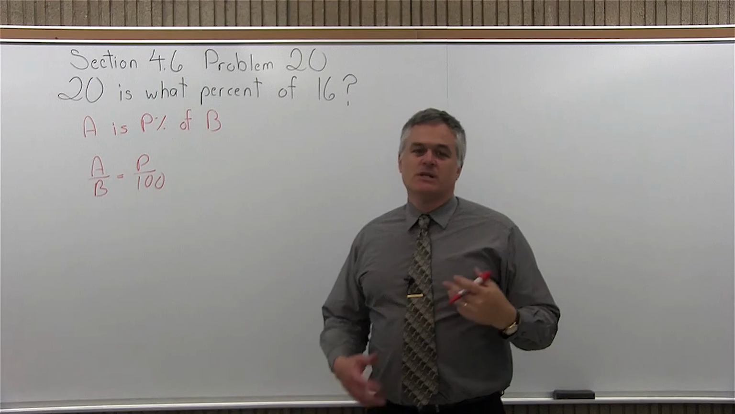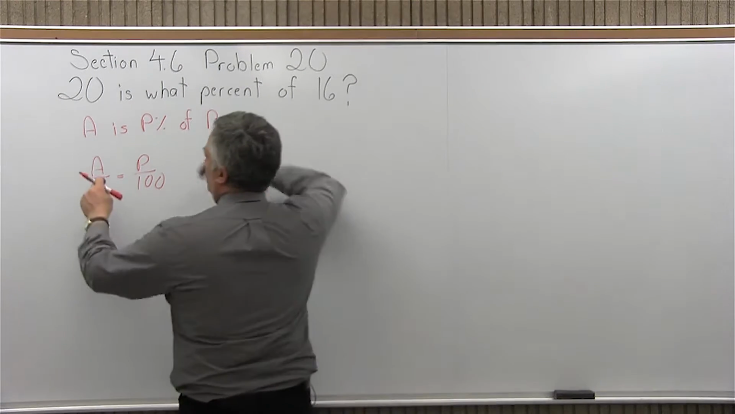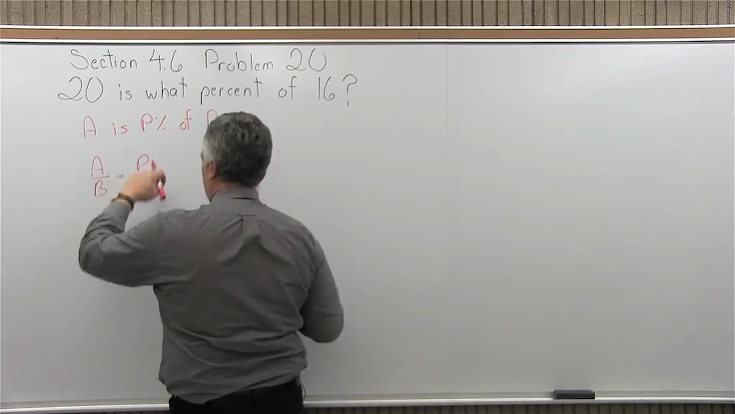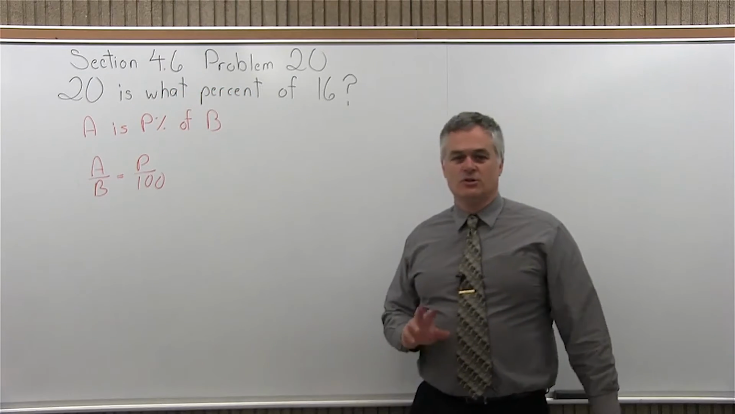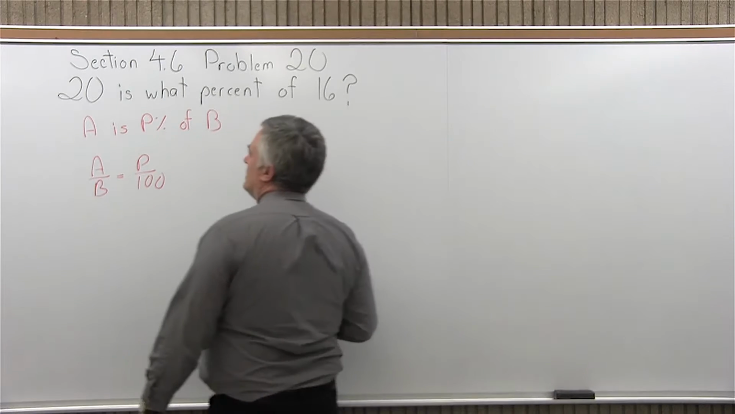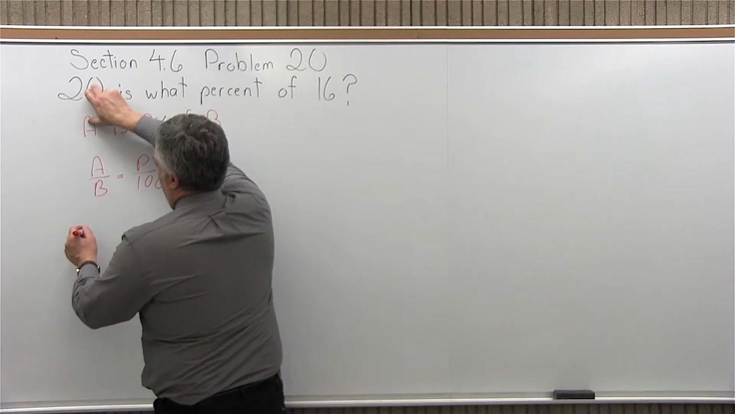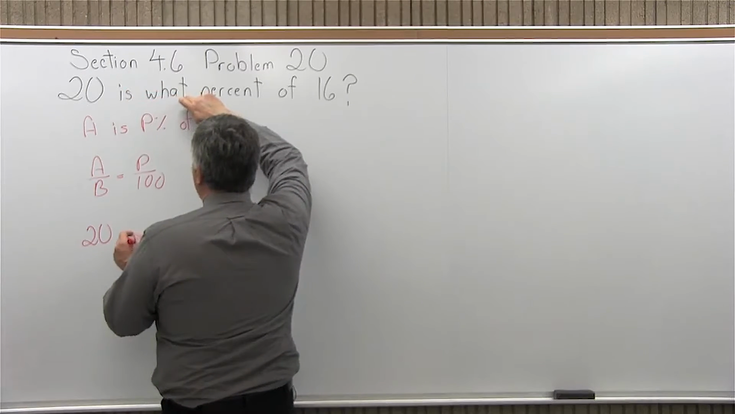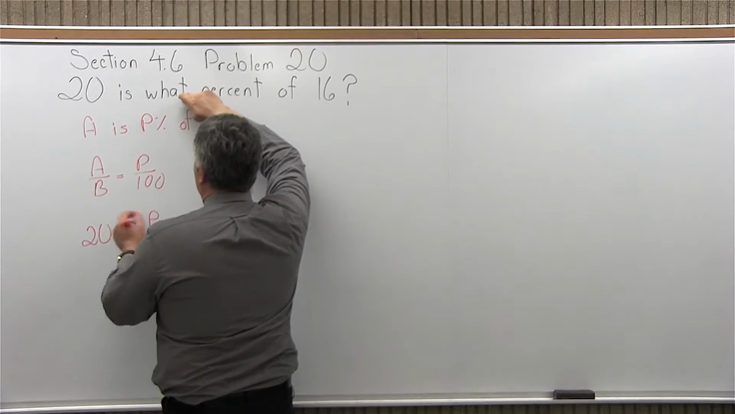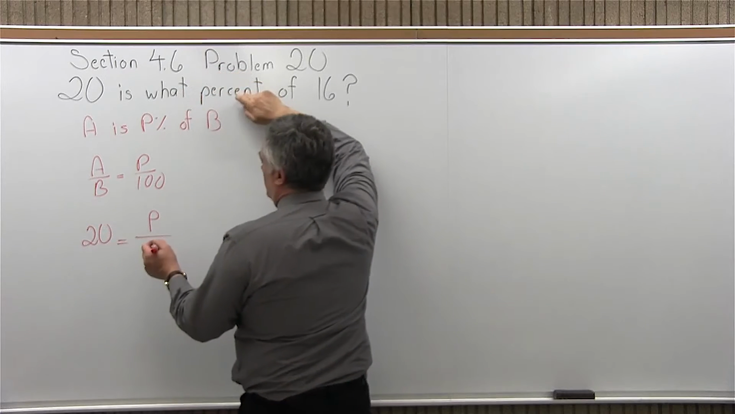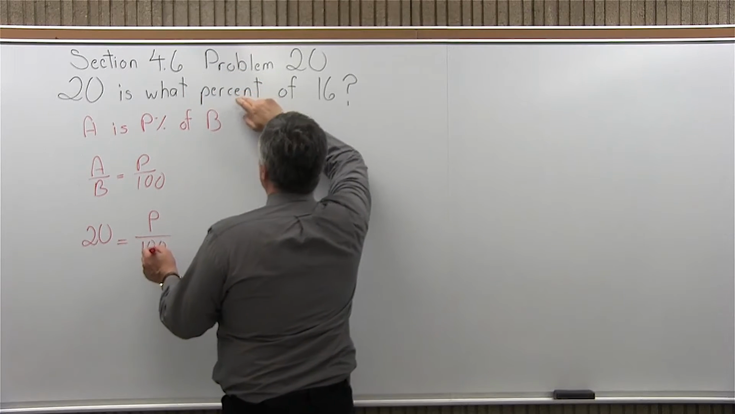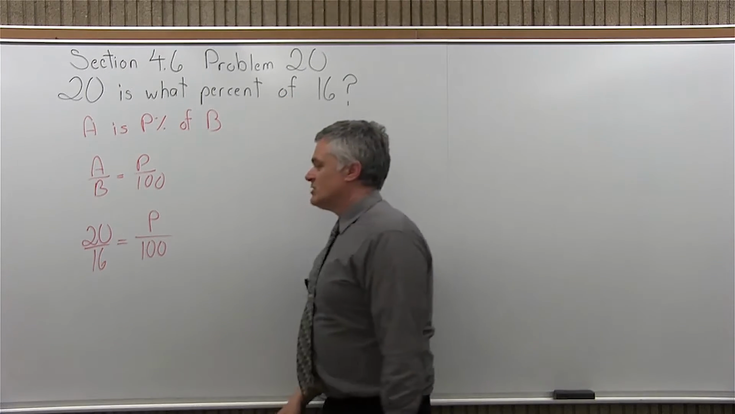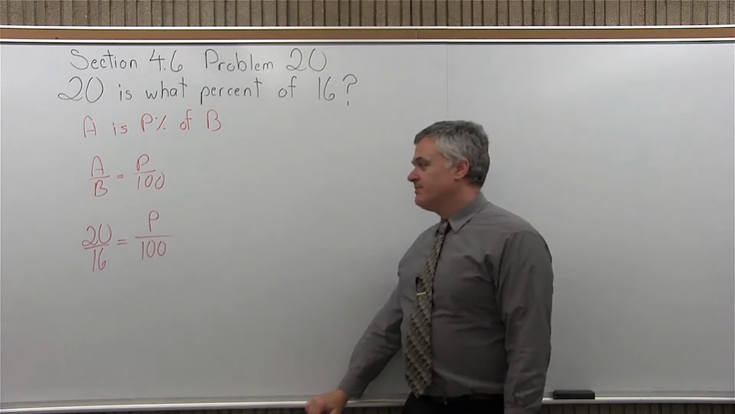And as I fill that in, what I say is you just go around the circle, starting with A. So A is P% of B. Start with A and go around, and you'll fill it all in. You should have only one unknown. So the A is 20, that's my equals. What percent? So the percent is unknown. So the what goes in as a P, a variable. Percent goes in as 100 of 16. So 20 over 16 equals P over 100.